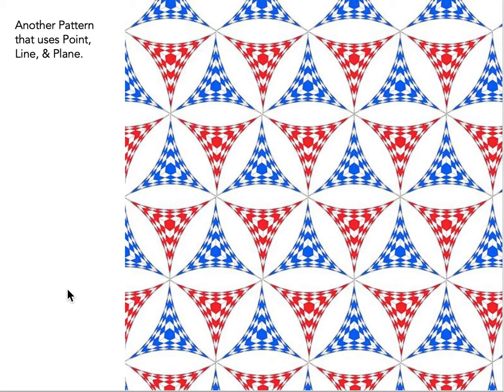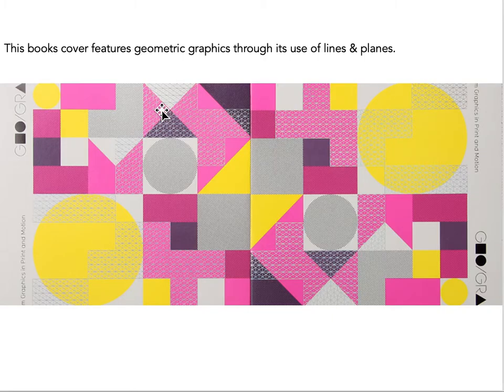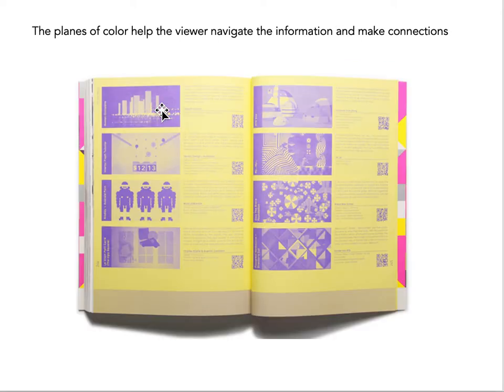And again, this starts to give us a sense of motion or of movement and makes it more dynamic. Here's another pattern that simply uses points, lines, and planes to create this really fun, playful pattern with quite a bit of negative space. This book cover features geometric graphics through its use of points and planes and lines. And color. Here, these planes of color help the viewer navigate the information and make connections.